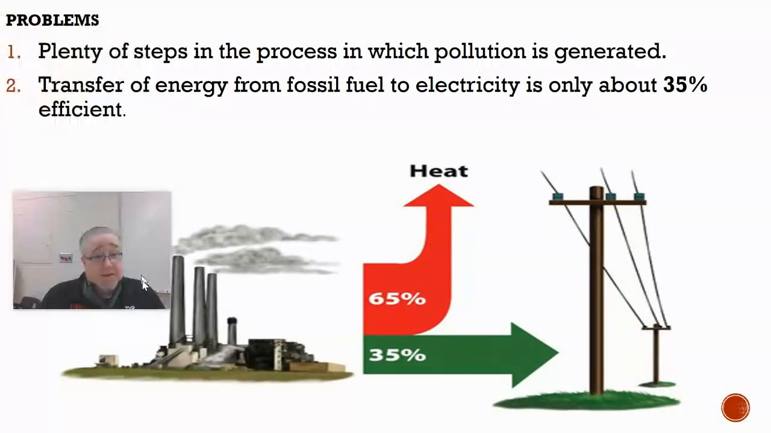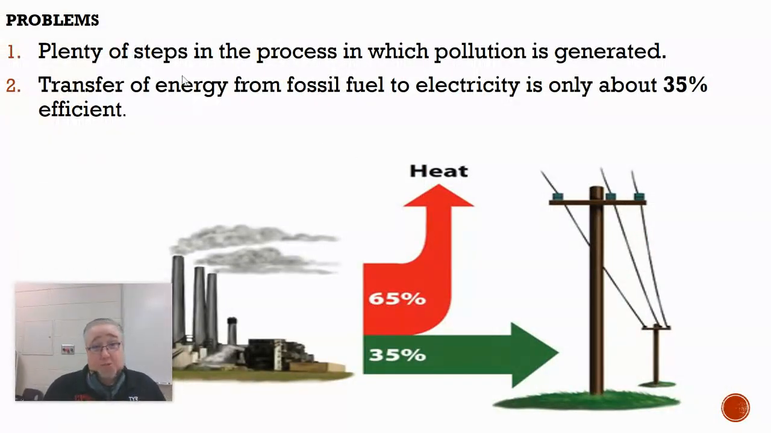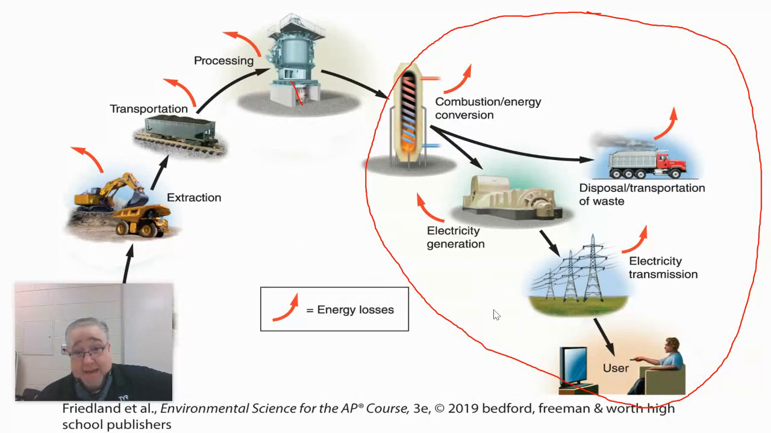So that's not good. There are two big problems with this process. One is there's a tremendous amount of pollution that's created, a tremendous amount that we have to deal with. The other big thing, which we talked about yesterday a little bit, is that the whole process is only about 35% efficient. Once that electricity gets to your home, most of the energy has been lost as heat. Only about 35% of the energy even gets to our home. So this is not a very efficient process by any means.